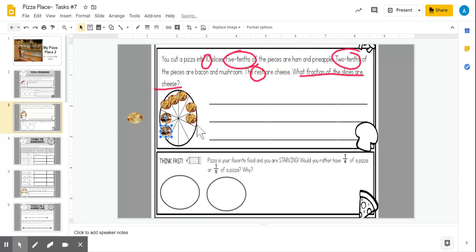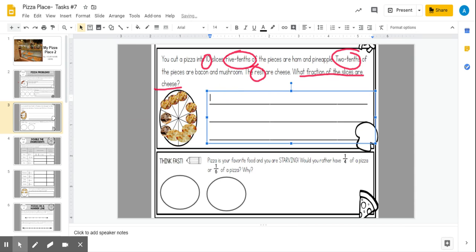It says the rest are cheese. So how many pieces do we have left? 1, 2, 3. Here's my cheese. I'll put those on there. 1, 2, 3. There we go.